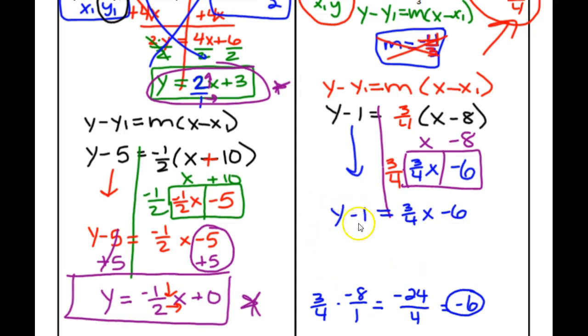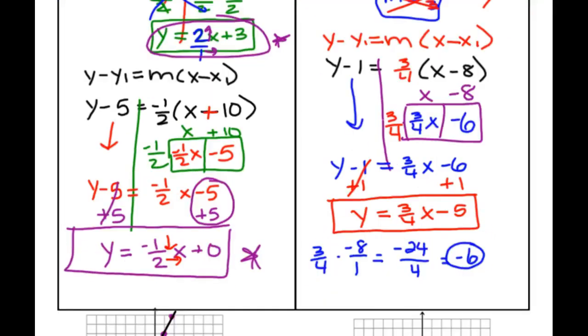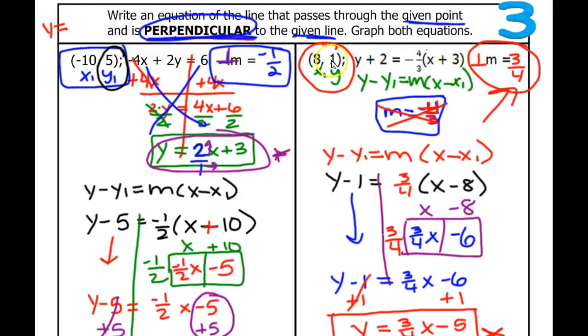Write small if you don't have enough room as I do here. And then get rid of this negative 1 by adding 1. So we end up with y equals 3 over 4x minus, different signs we're subtracting, 6 minus 1 is 5. If you did graph these, you could graph this line down there, and then this one, you would actually have to solve for y if we were going to graph it.